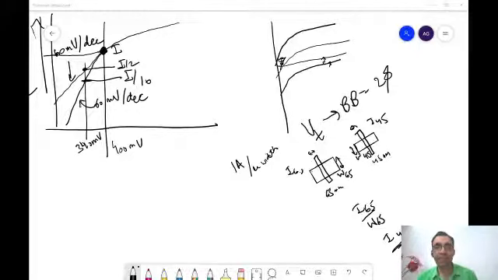No, we're only talking about IDS. There would be current leakages at other places. We're not measuring those. We're saying IDS should be this much.